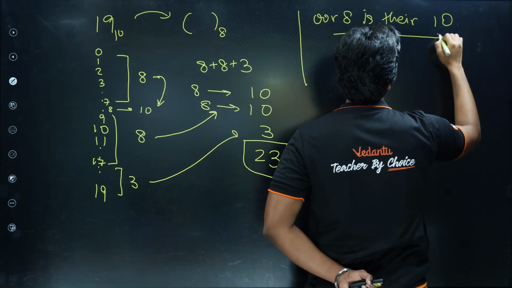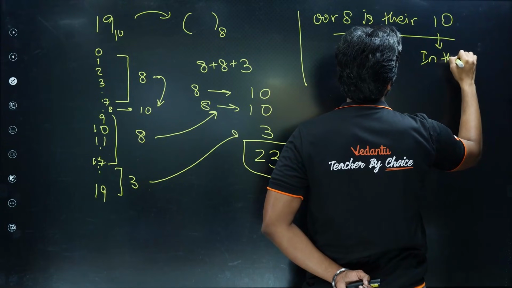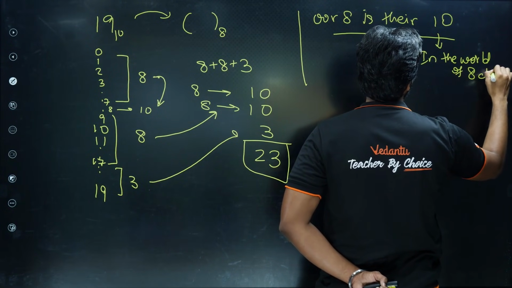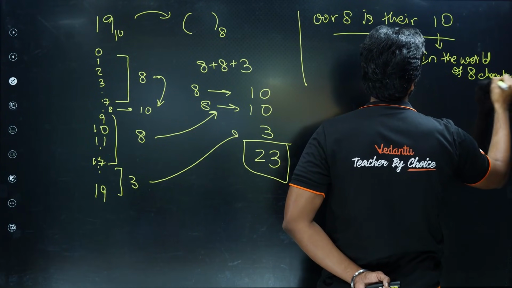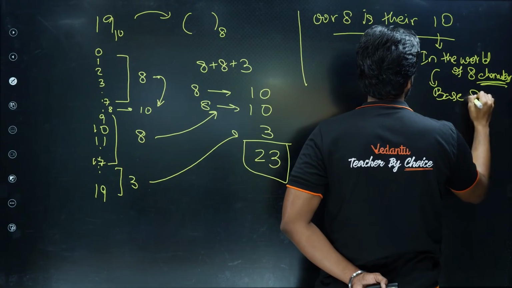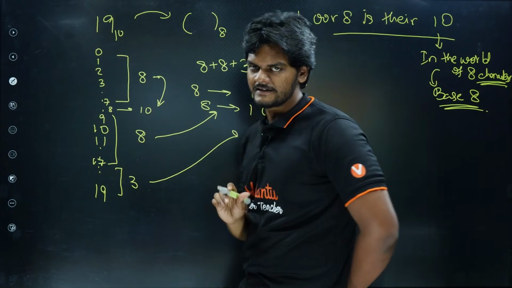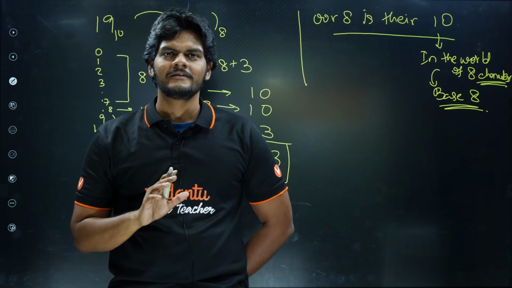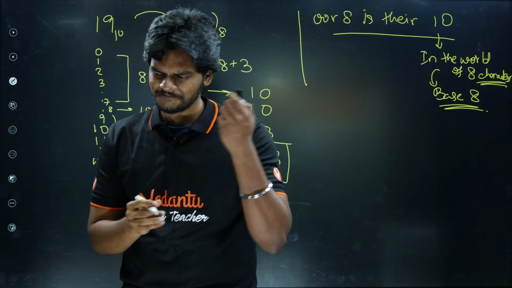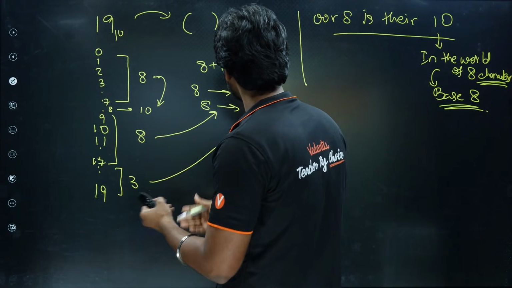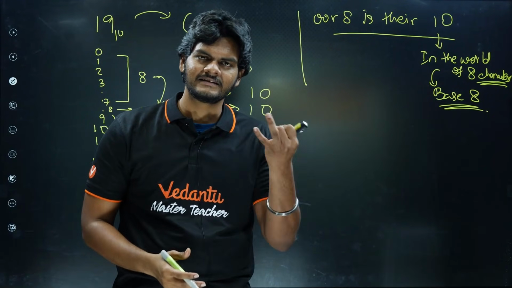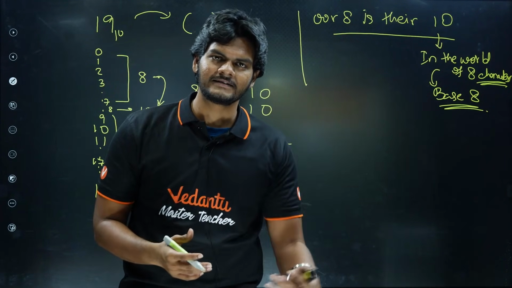In the world of eight characters, or in the world of base 8. Do you understand this? Are you able to follow? So it's almost like they basically don't have the characters 8 and 9. Like they are missing 2 characters.